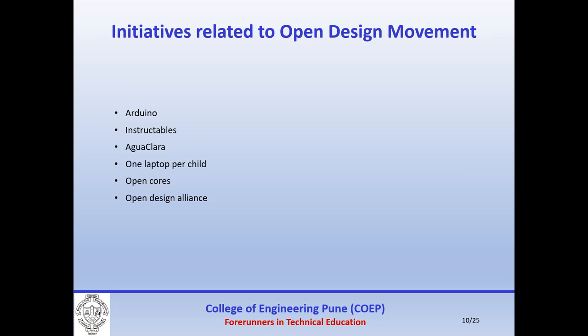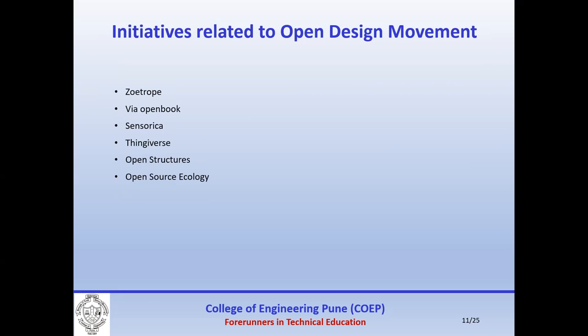Other initiatives are Agua Clara, One Laptop Per Child, OpenCourse, and Open Design Alliance. We also have Zoetrope. Zoetrope is an open and free vertical axis wind turbine, which is manufactured using common engineering materials. And believe me, it is open sourced. The next one is the VIA OpenBook. It is a laptop design from VIA Technologies, and its laptop case design was published as open source. Among a few others are Sensorica, Thingiverse, Open Structures, and Open Source Ecology.